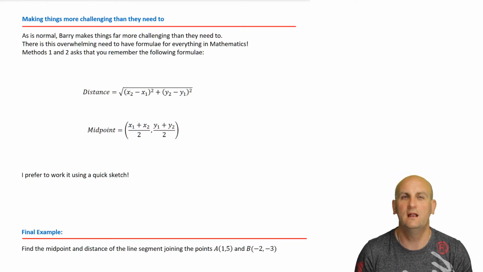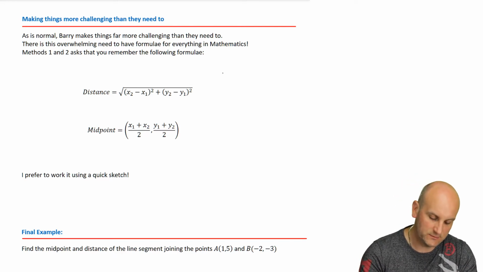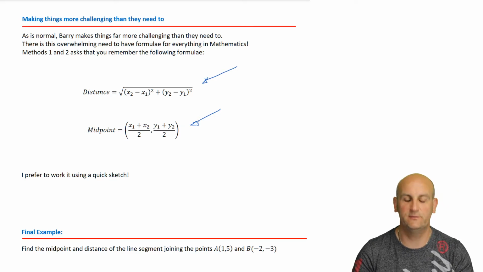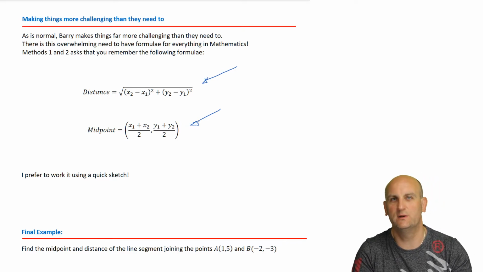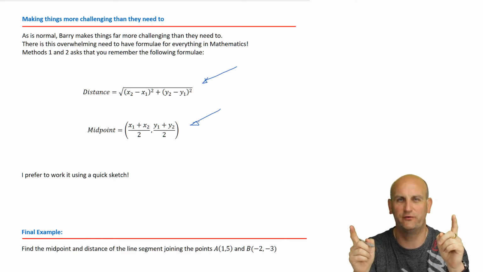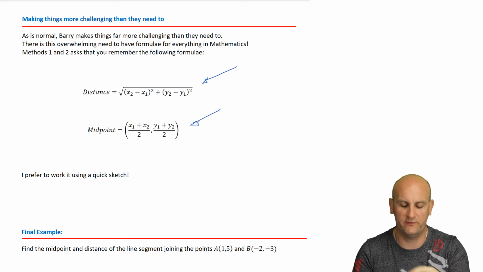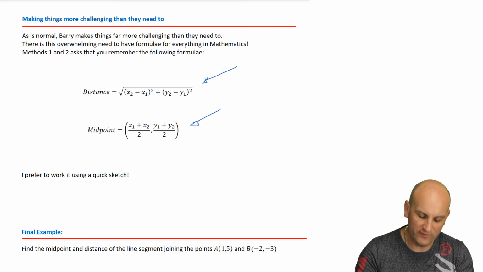Now, unfortunately, Barry, being Barry, is just evil, and as such is like, oh no, we're at methods 1 and 2 now, let's throw in really incomprehensible formulas. In your textbook, your teacher may say, this is the formula for the distance, and this is the formula for the midpoint. If we start at that midpoint, it sort of looks familiar. It says do an x1 plus an x2 and divide by 2, and a y1 plus a y2 and divide by 2. Well, what's that all about?